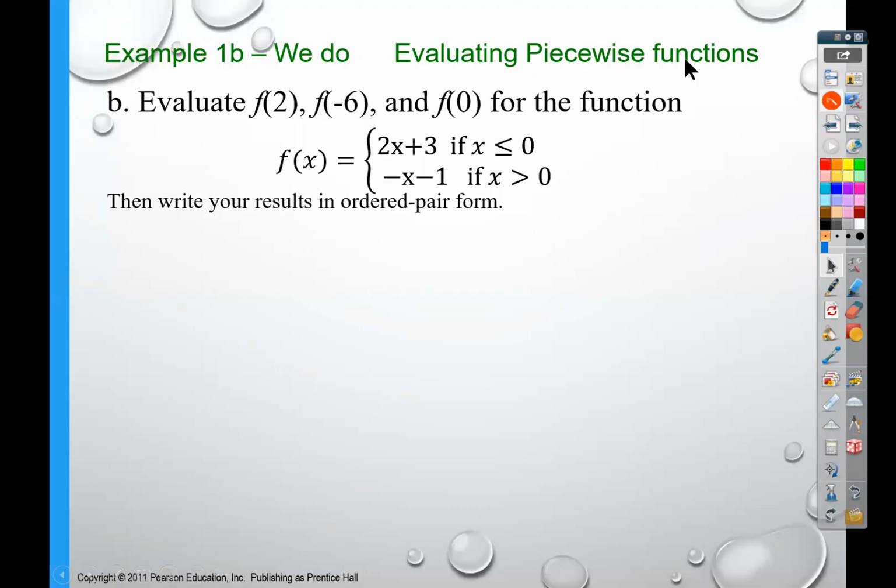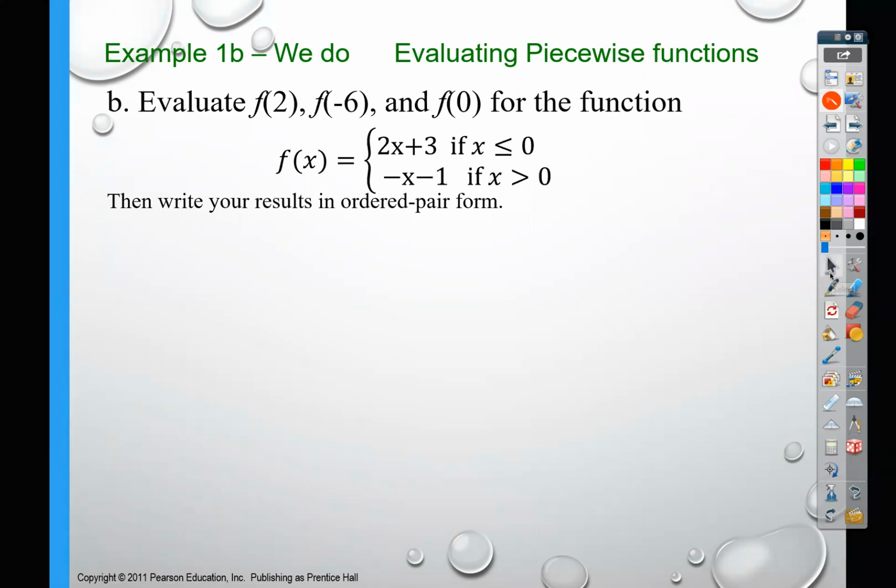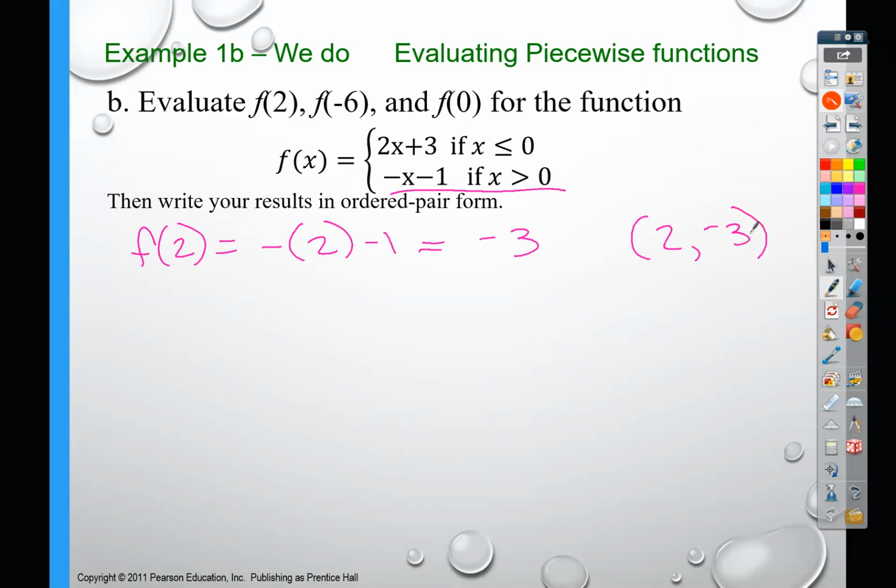Okay, 1b says evaluate all the functions for this function. Just like we did in the first one, you have to decide which function to use. So for f of 2, 2 is greater than 0, so I'm going to use the second function. So I'm going to say -2 minus 1 because 2 is greater than 0. So when I do that, I get -3. So that ordered pair is going to be 2, -3.